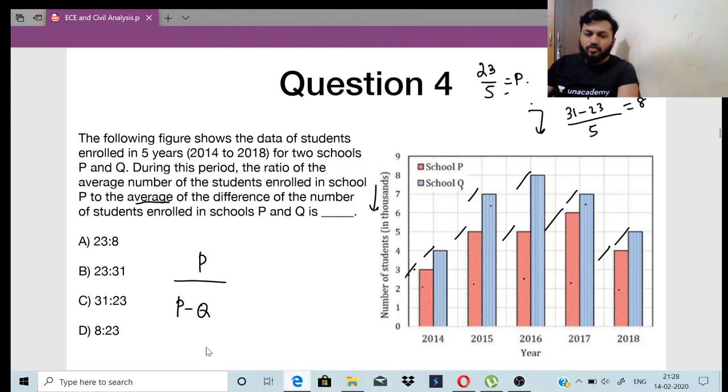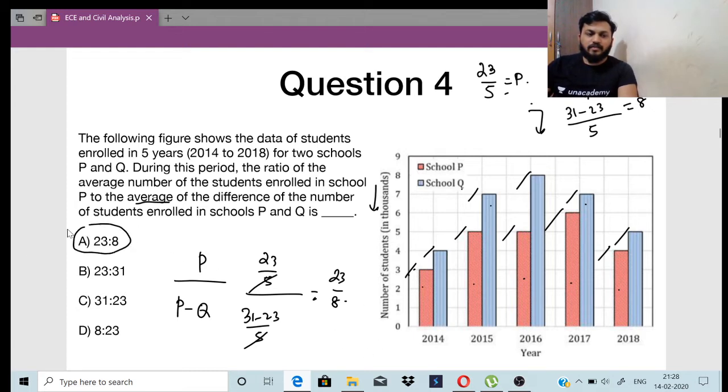Now do P by Q. 23 by 5 divided by 31 minus 23 by 5. 5 cancels, so 23 by 8. Option A. Clear with this? 23 by 8, option A.